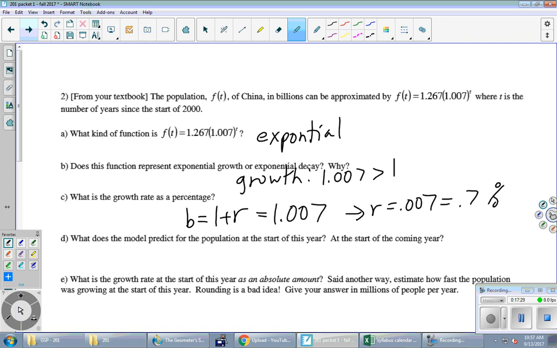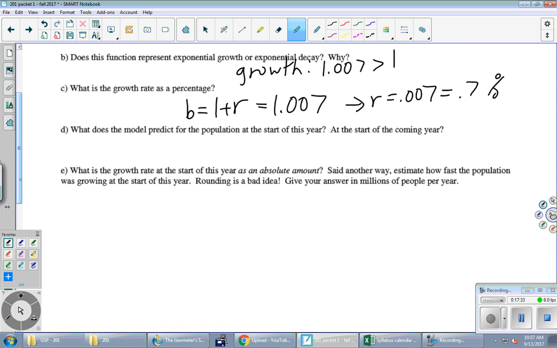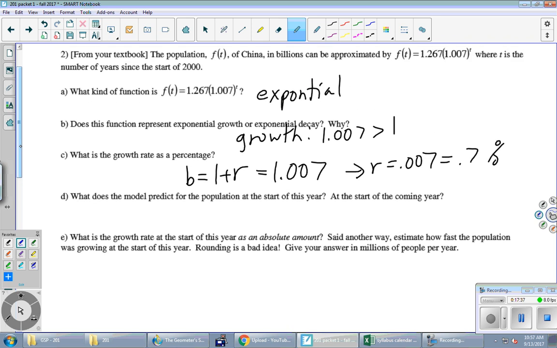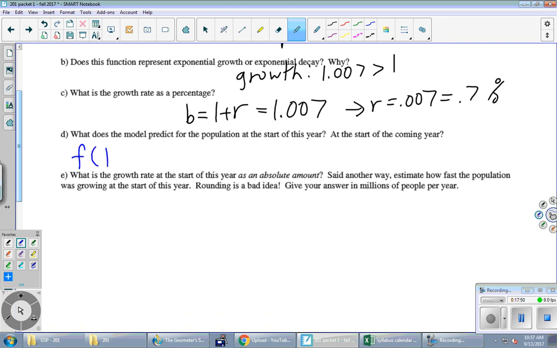Okay, let's do some calculations. Part D. What does the model predict for the population at the start of this year? Okay, so here's my formula. T is the number of years since the start of 2000. So the start of this current year, what am I plugging in, and where am I plugging it? 17 for T, yeah? Okay, not everybody has to do this, just 1 or 2 people is fine. But f of 17 is what we're after for the first part.